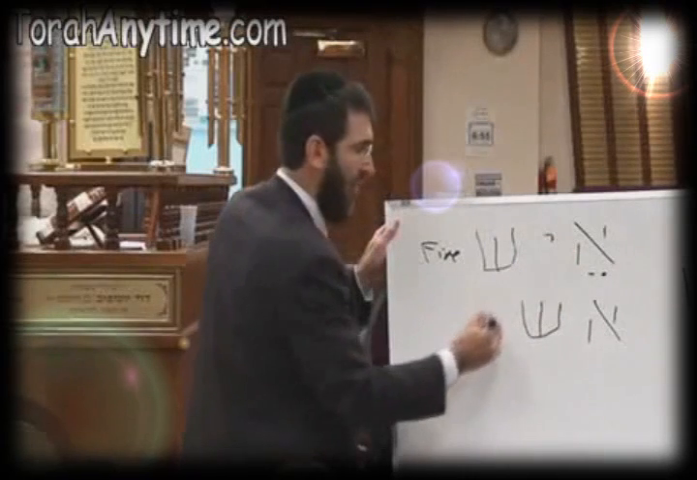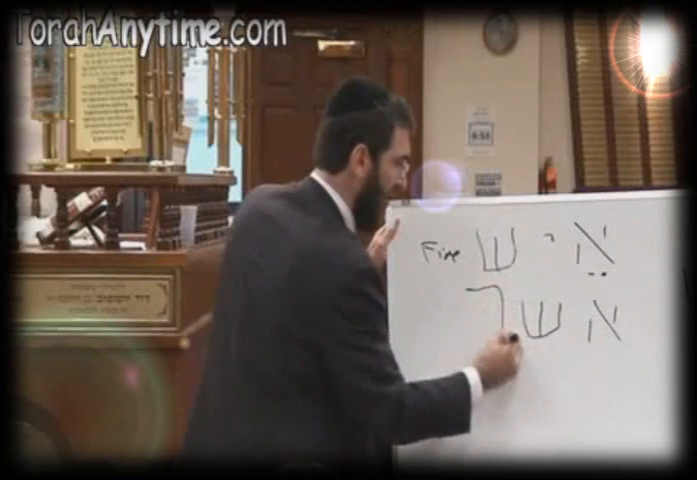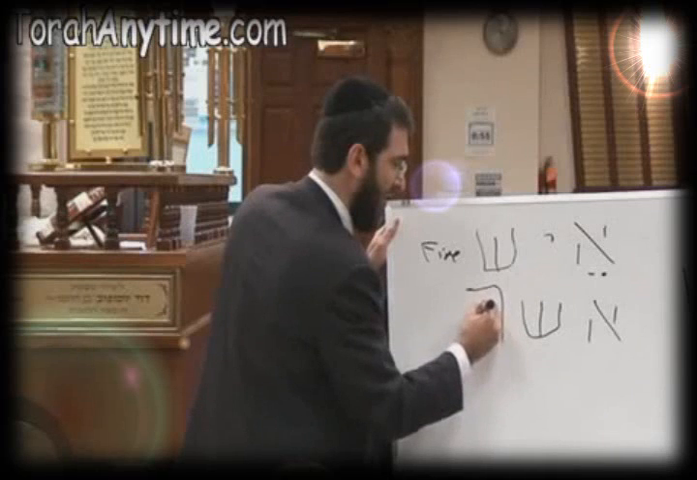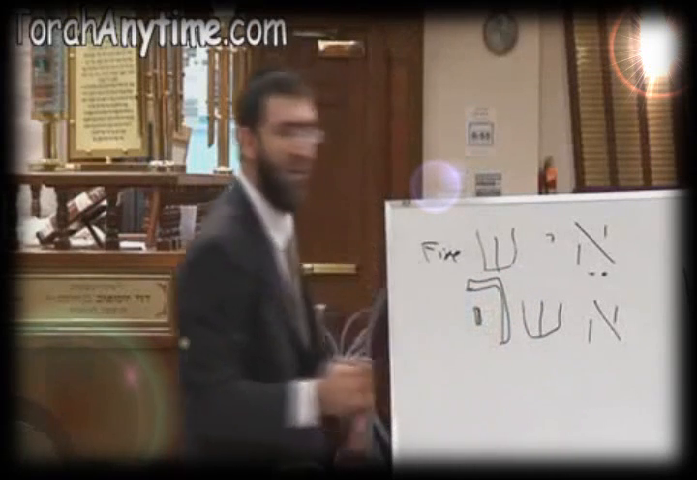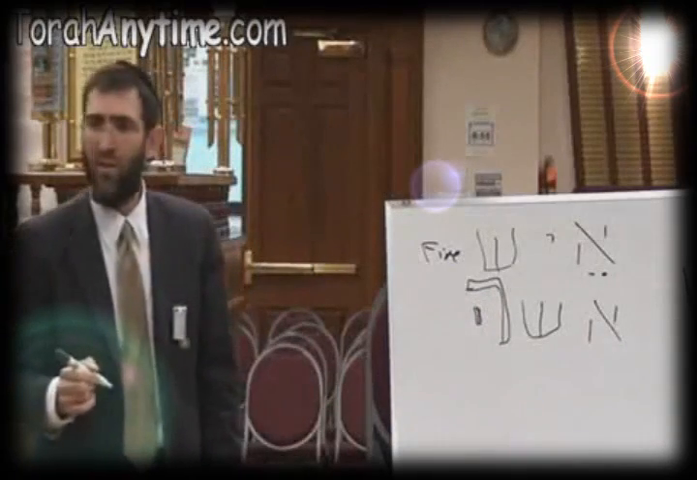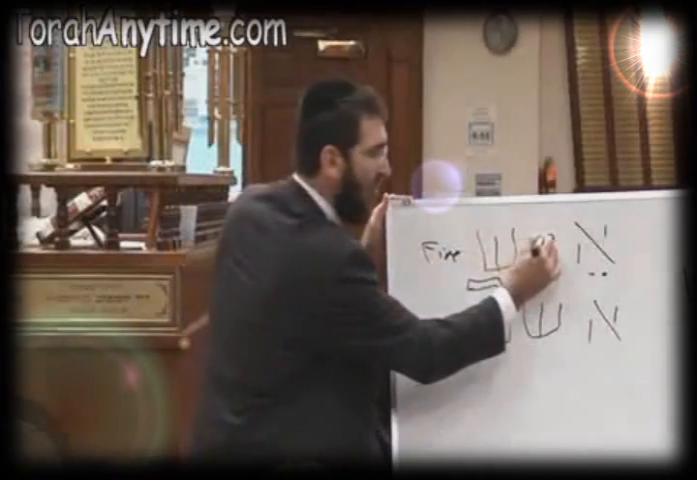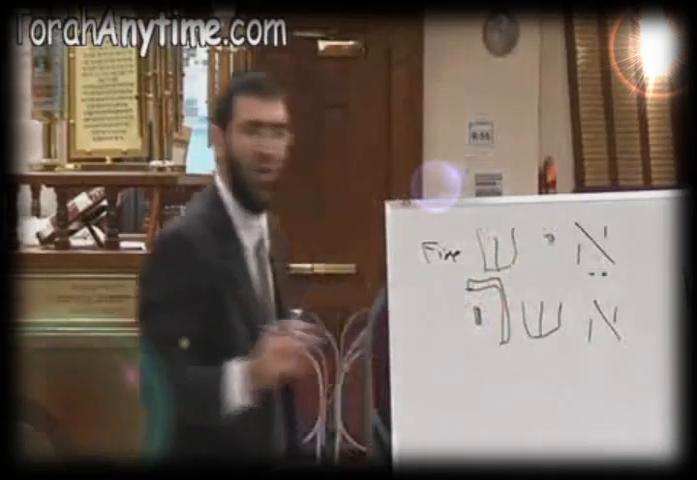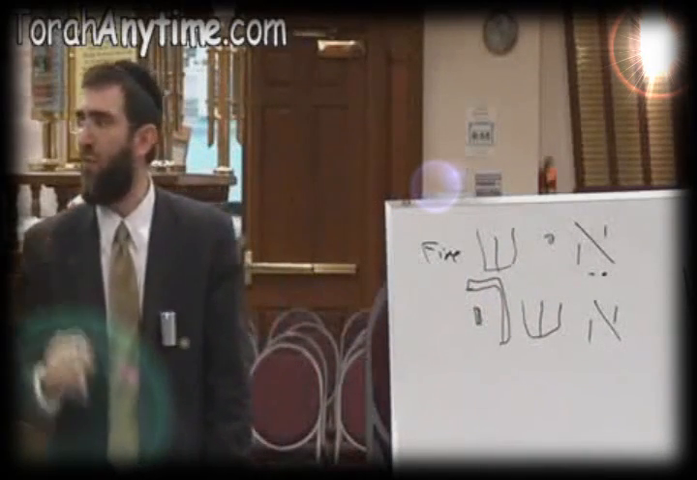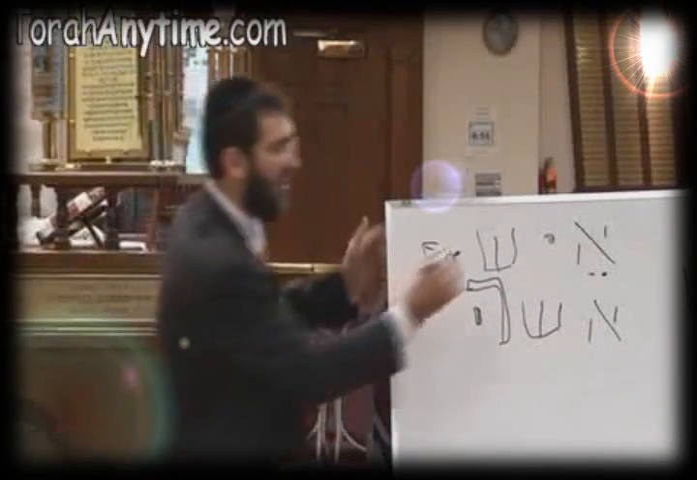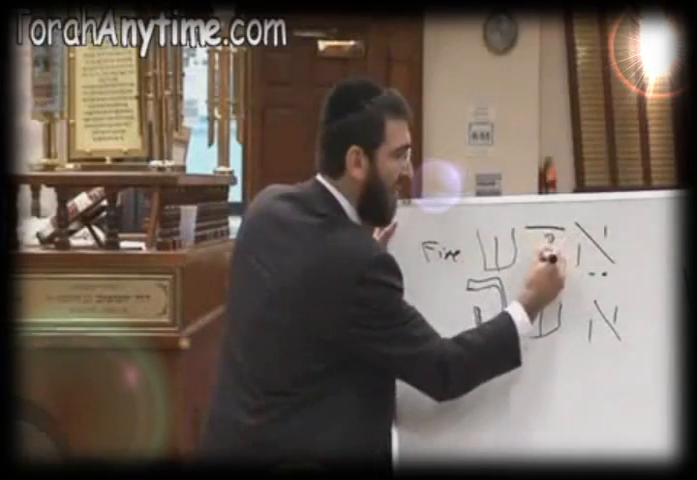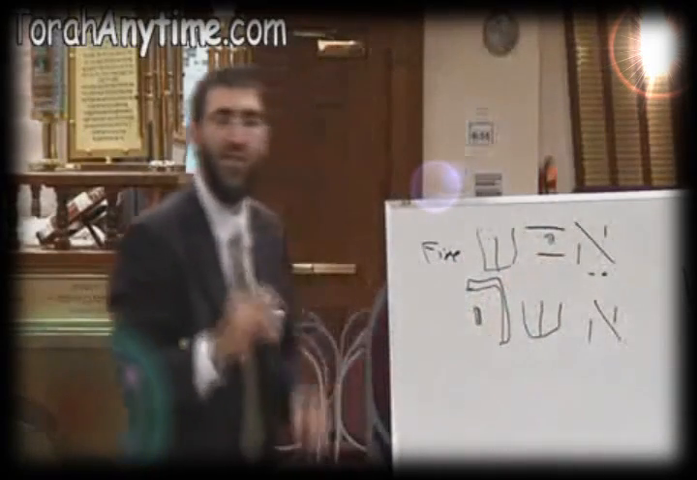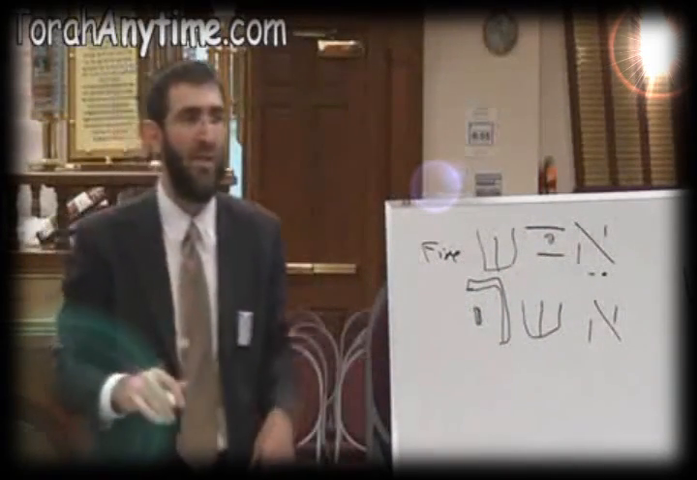Now, it's interesting that a man's letter, in this combination, happens to be a yud. A woman's letter is a hey. Tells us something a little bit about men and women as well. A man's letter is a yud. If you notice, a yud happens to be the smallest letter in the Hebrew alphabet. It doesn't touch the top of the line. It doesn't touch the bottom of the line. It just hangs there in space.